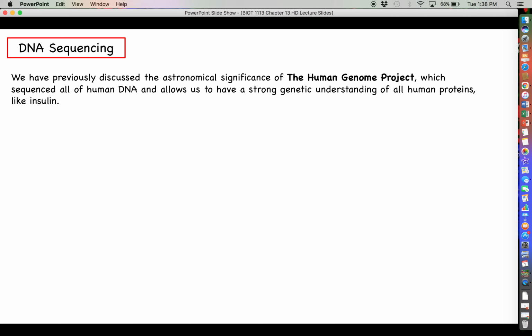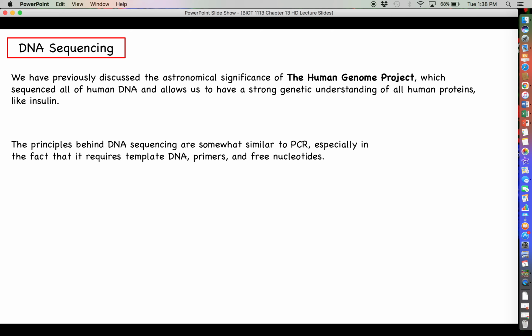So way back previously in the semester, we've obviously talked about the enormous implication and significance of the Human Genome Project, which sought to and succeeded in sequencing all of human DNA. And it really just allows us to have a very good and very strong genetic understanding of all human proteins like insulin, which seems to be kind of the example that we've been sticking with throughout the rest of the semester.